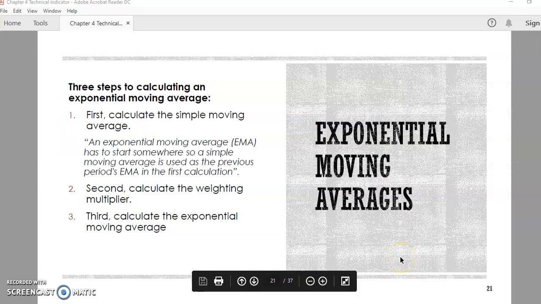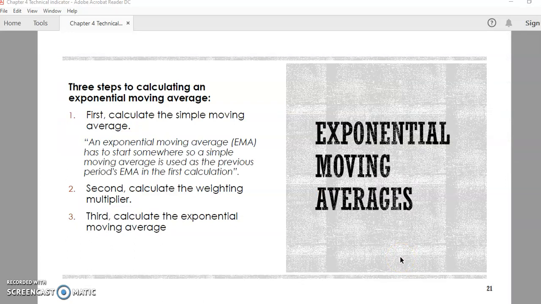Okay, there are 3 steps to calculating an exponential moving average. First, we need to calculate the simple moving average. An exponential moving average has to start somewhere, so a simple moving average is used as the previous period's EMA in the first calculation. Second, we calculate the weighting multiplier. And third, we calculate the exponential moving average.